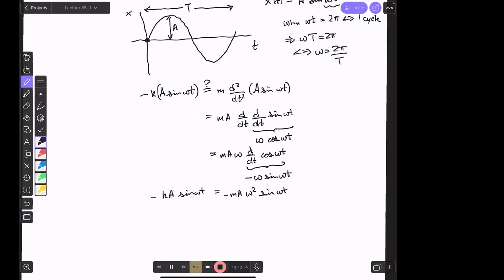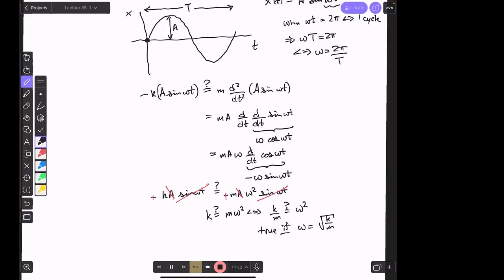Now, this looks much more promising than our previous guess that we showed was wrong, because now we've got the same time dependence on both sides of the equation. So at least there is a prayer that things are going to work out. So I can cancel the sine omega t from both sides. I can also cancel the A from both sides and the minus sign from both sides. And so that's going to leave me this, sorry, there should be a question mark above this equal sign because we're still checking. k equals question mark m omega squared, which is the same thing as k over m equals question mark omega squared. So that is true if omega equals the square root of k over m.